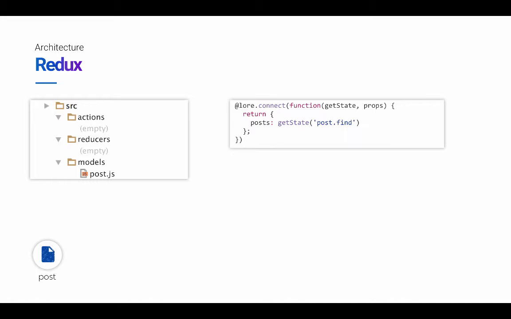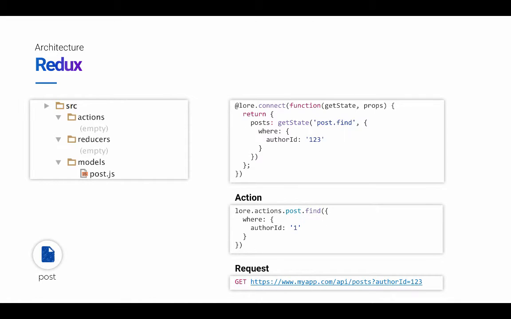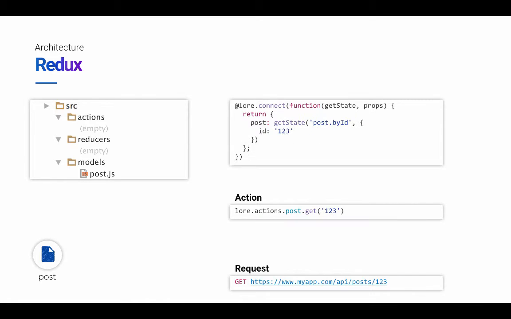The first is the example we just covered, to retrieve a collection of posts. So if we ask for post.find, and we haven't fetched any posts yet, then Lore will execute the post.find action, which will make an AJAX request to retrieve the collection of posts. If instead what we want is a subset of the posts, we can pass in a where clause, which will get passed to the action and become a network request to search the post's endpoint.